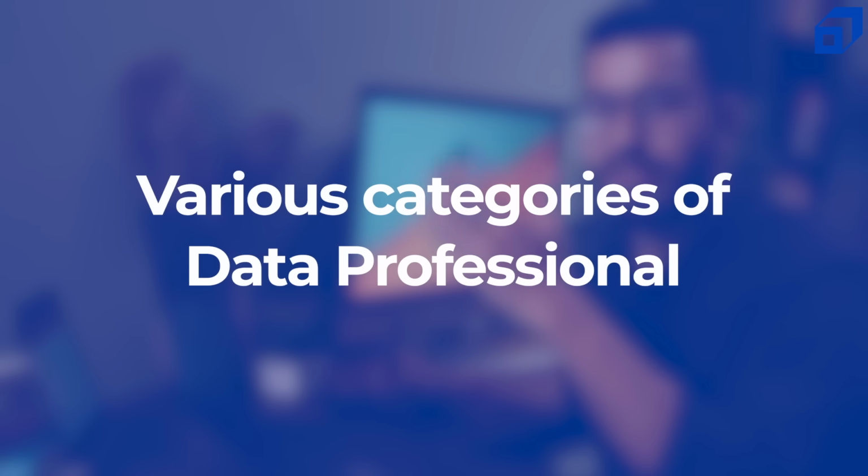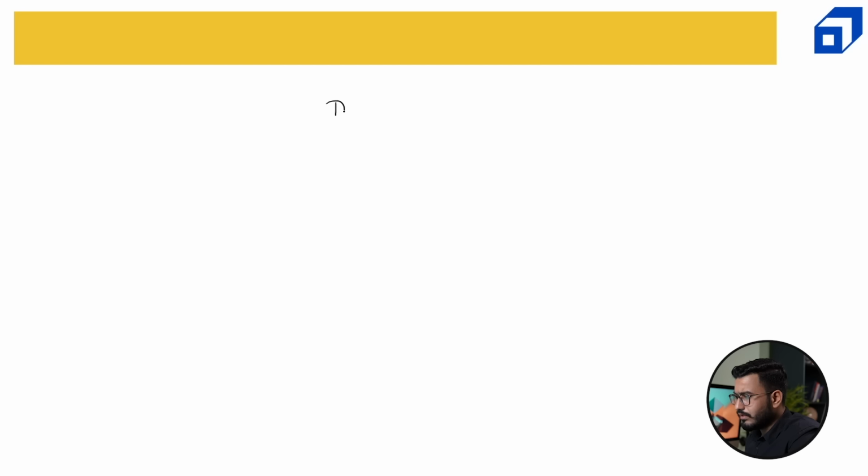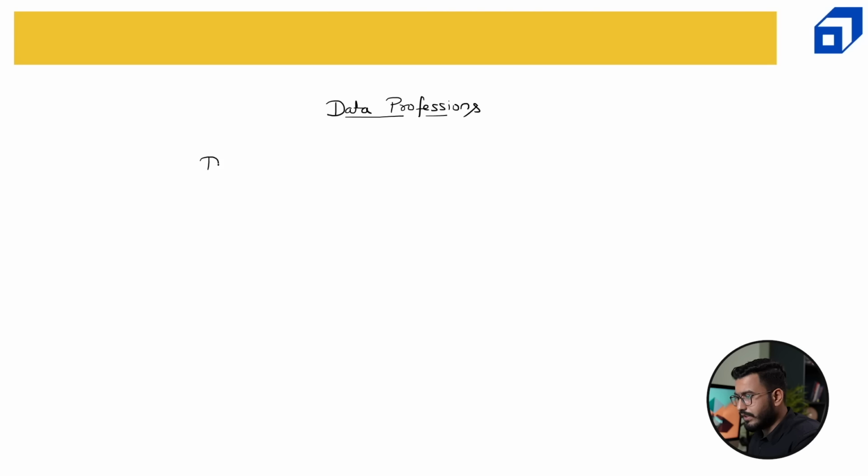So let's first of all understand various categories of data professional. If I try to understand how many data professions we have, the very basic and the very starting point. So let's say if I wanted to be a data professional, the very first thing that I should start with is to be a data analyst. So the very first step is data analyst.